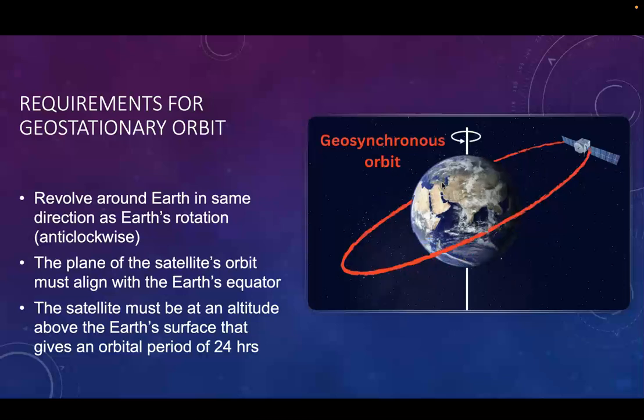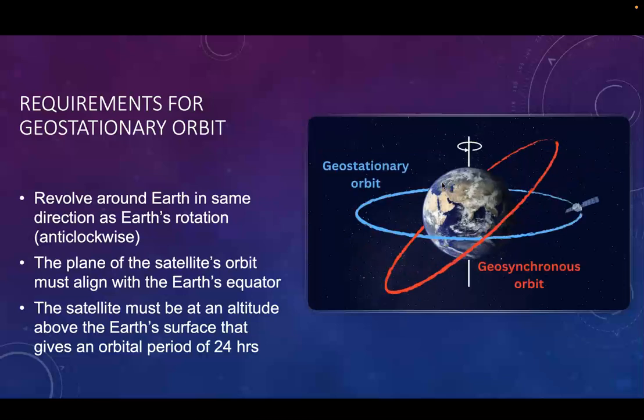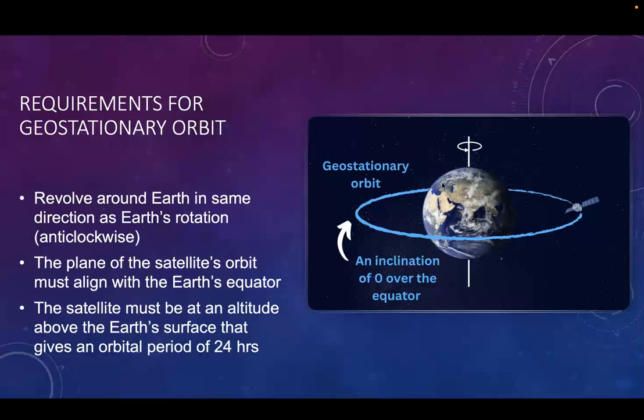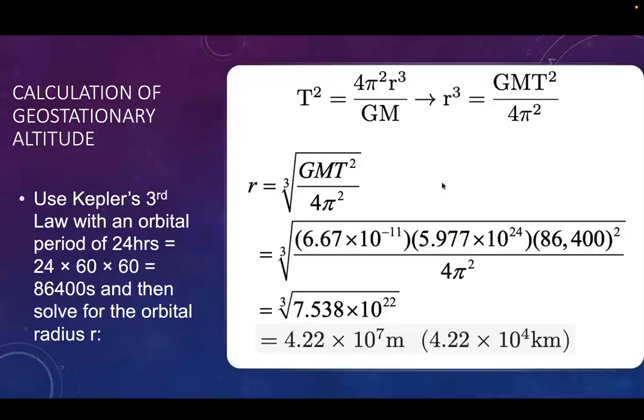For 3, how do we work out how high above the Earth our satellite needs to be to have an orbital period of 24 hours? Well, we use Kepler's third law, right? Because Kepler's third law, you remember from last week, relates the orbital period T to the orbital radius r. And we can see that as the orbital radius gets bigger, the period gets bigger as well.